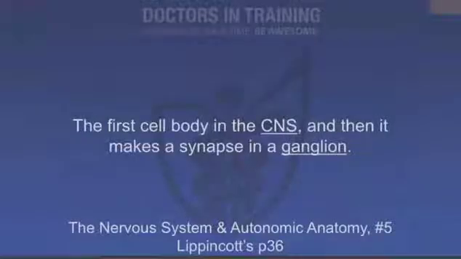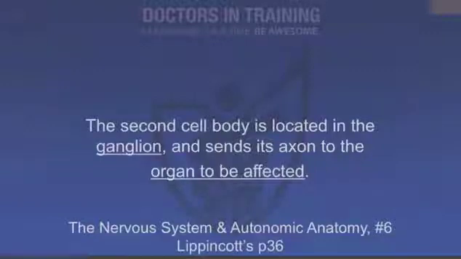The first neuron has a cell body in the central nervous system, either in the brainstem or in the spinal cord, and then it makes a synapse in a ganglion. And a ganglion is a bundle of nerve cell bodies where a lot of synapses are made. These are housed outside the central nervous system. It's kind of like a relay station. And then the second cell of the signal is originating in the ganglion. The cell body is located in the ganglion, and it sends its axon out to the organ that's going to be affected, whether it's the heart or the gastrointestinal tract or the smooth muscle or whatever.